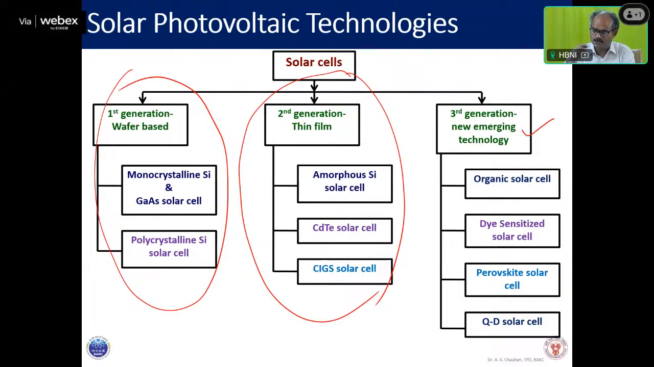So, in this class of solar cells, what are the important ones? They are organic solar cells or bulk heterojunction solar cells, then dye-sensitized solar cells, perovskite solar cells, and quantum dot solar cells. All these we will study today one by one and try to understand what these devices are, how they function, how they are fabricated, and what the advantages and disadvantages are in today's lecture.